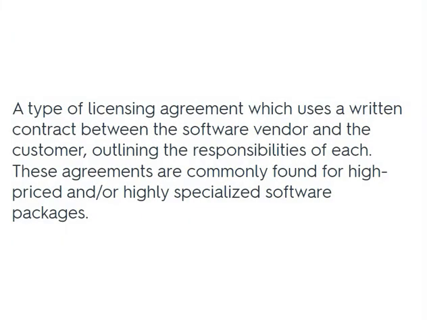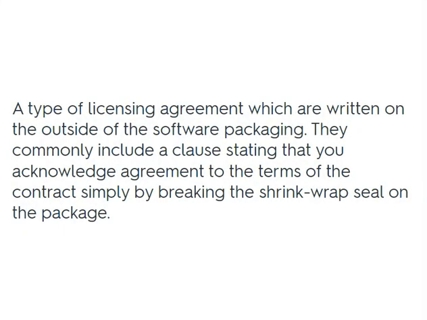Licensing. A type of licensing agreement which uses a written contract between the software vendor and the customer outlining the responsibilities of each. These agreements are commonly found for high-priced and/or highly specialized software packages. Contractual license agreements. A type of licensing agreement which are written on the outside of the software packaging. They commonly include a clause stating that you acknowledge agreement to the terms of the contract simply by breaking the shrink-wrap seal on the package. Shrink-wrap license agreement.